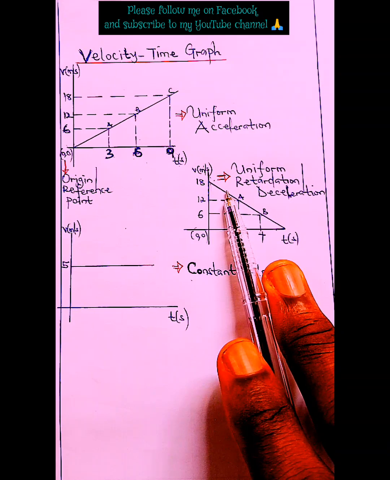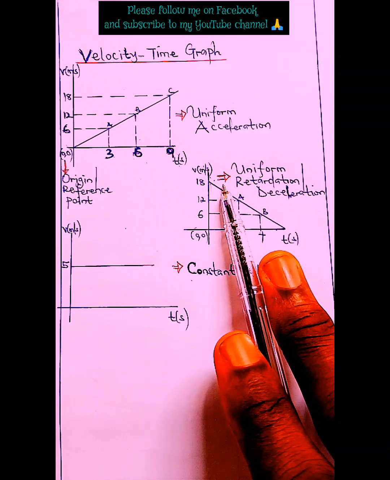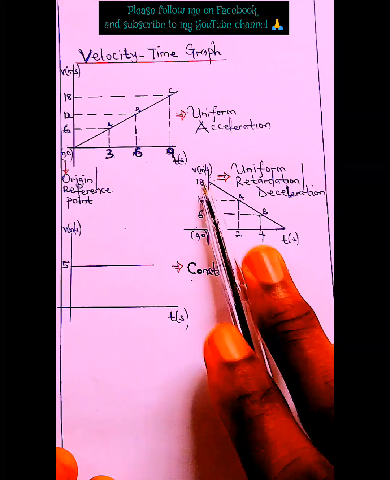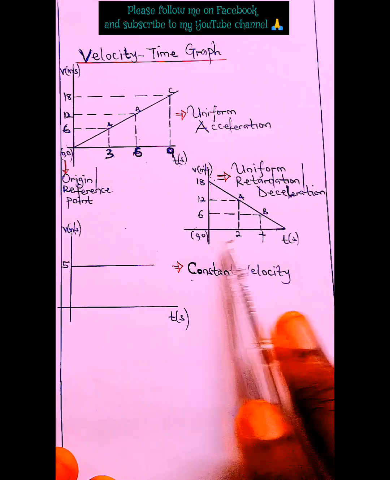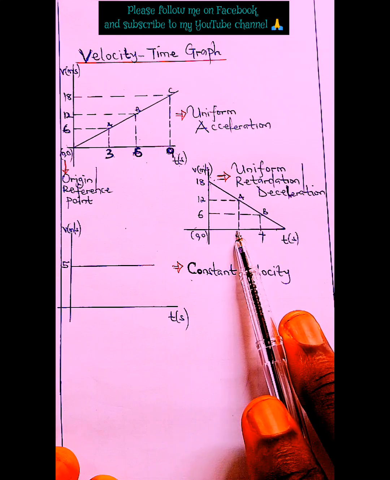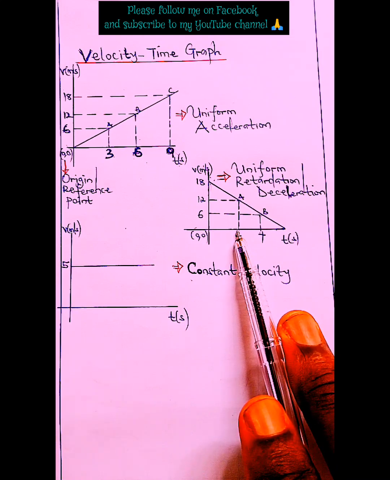Deceleration is kind of acceleration actually, but there's a decrement in speed or velocity. So from 18 to 12, change in velocity is 6, change in time is 2. So what do we have there? We have 3 meters per second squared in the negative direction.